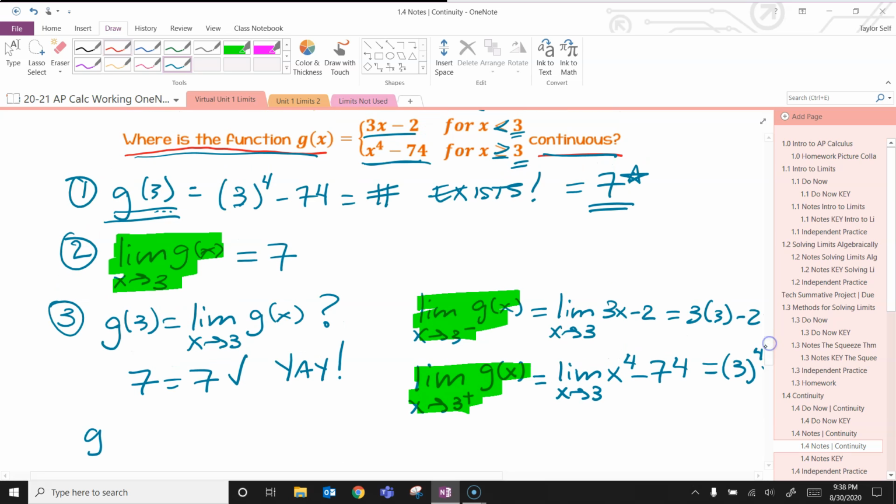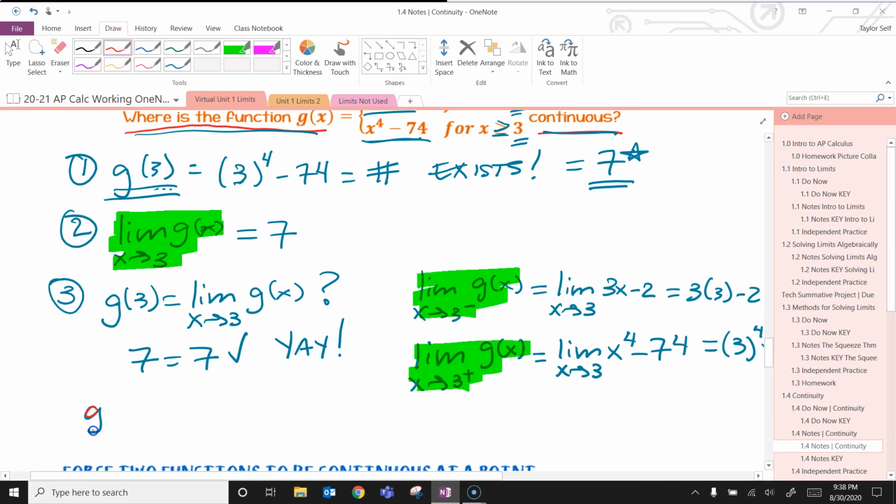G of x, I'll answer it red just like last time, sorry. G of x is continuous everywhere. And then we'll say even at x equals 3. That was our problem child.